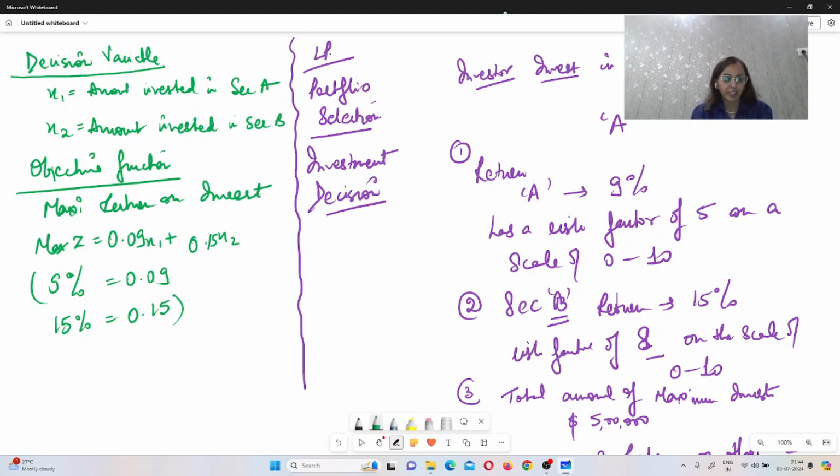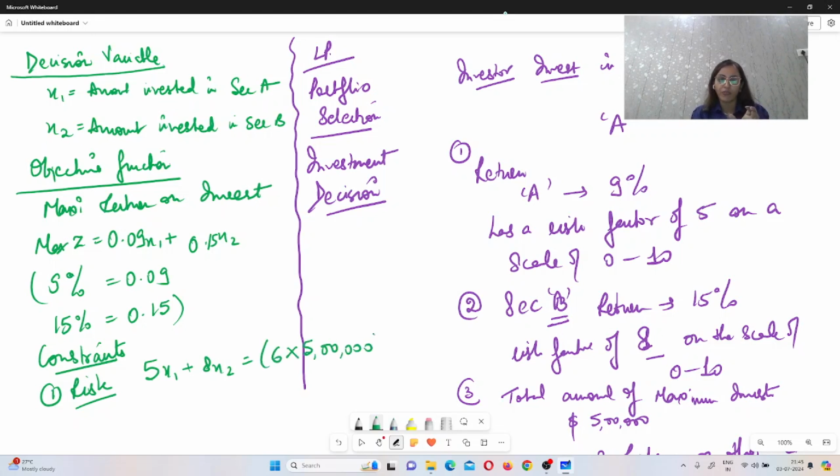Now we're coming to the next point, that is our constraints. So write down all the constraints over here. What are the constraints as we have discussed? First is related to your risk. How much risk is there? We are ready to take 5% risk in security X. So 5x1 plus 8x2, and the combined risk is 6, so in bracket write 6, and the total amount invested is 5 lakh. 6 into 5 lakh, you can solve it also. 5x1 plus 8x2 will be equal to, multiplying this value, 30 lakh. This is the first point, constraints related to risk.